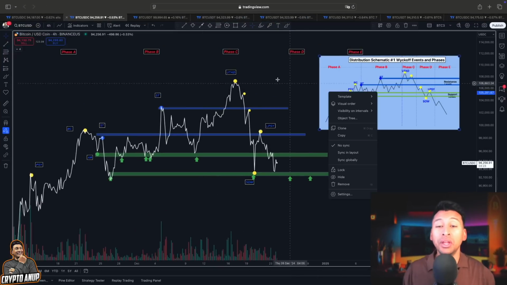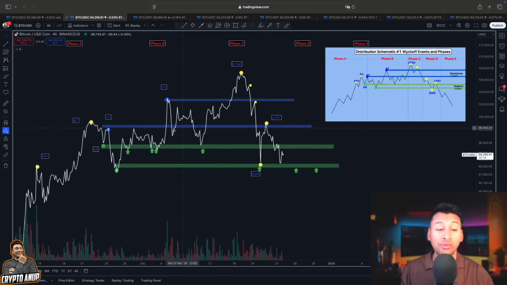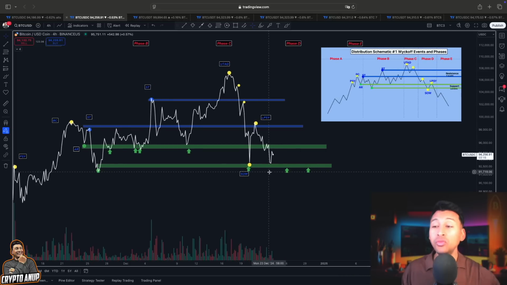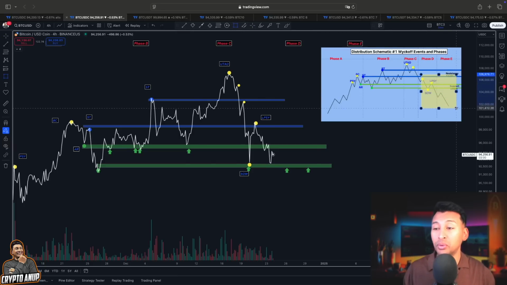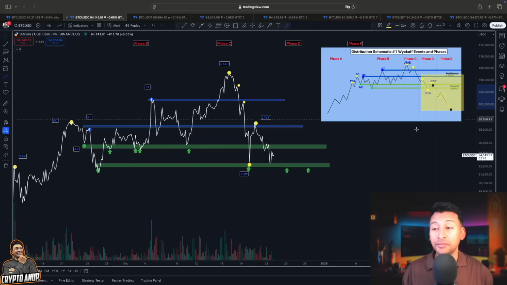Because right now, if you simply look at this distribution schematic from Wyckoff's events and phases in a 4-hour time frame, you can see Bitcoin already looks like it is in phase T, which is our last line of support. And once this support gets broken, just like in this example, you can see this green line is our support line. So for us, if this support gets broken, breaking below 90,000 means price is going to follow or enter this phase E, where we are going to head below 90,000.